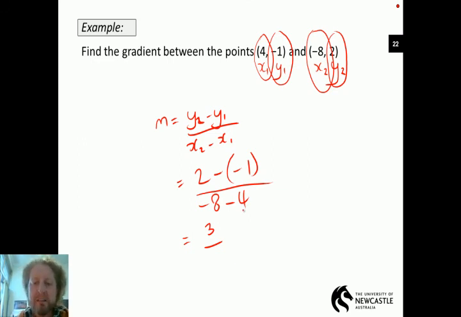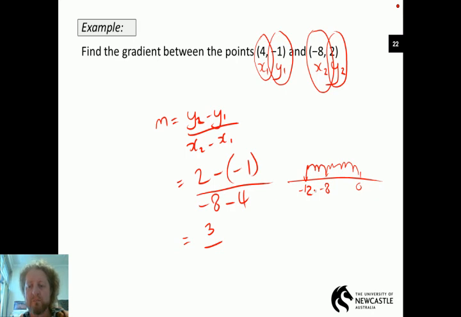On the bottom, minus 8 minus 4, don't fall in the trap of thinking that, oh, does that make a plus? That's like a number line. If I was standing at 0 and I went back to minus 8, and then someone said, now take 4 of it, I'd go back another 4 places. Where would I end up? I'd have to end up at minus 12. 8 steps back and 4 steps back is 12 steps back. So I've got a 3 on a minus 12.